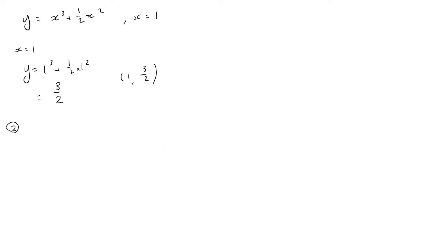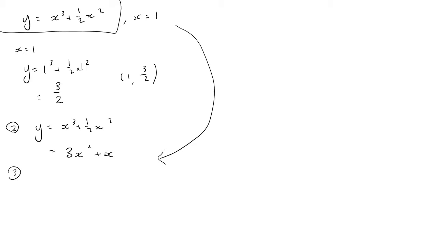Our second step is to find the derivative of the original function. So the derivative of x cubed plus half x squared is 3x squared plus x. And our third step is to substitute x equals 1 into the gradient function. So we get 3 times 1 plus 1, which is 4. Therefore, we can say that the gradient of the tangent at x equals 1 is 4.